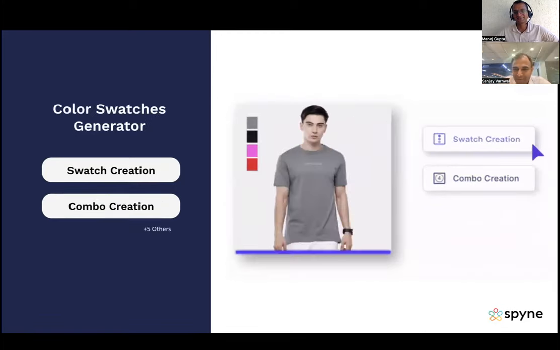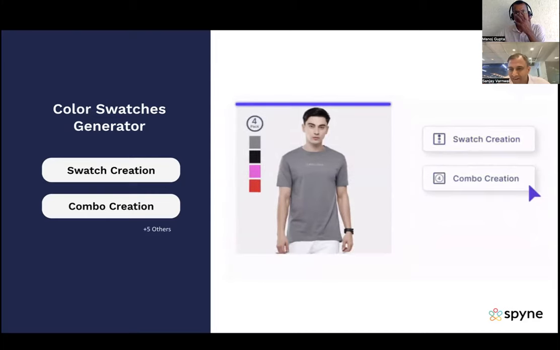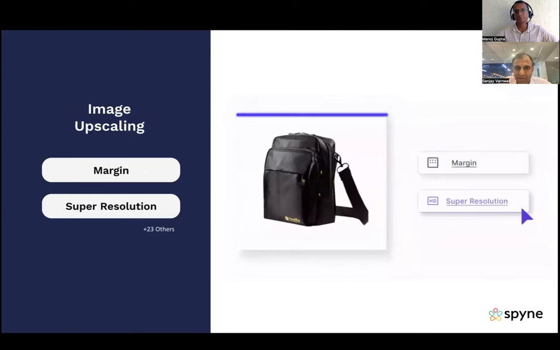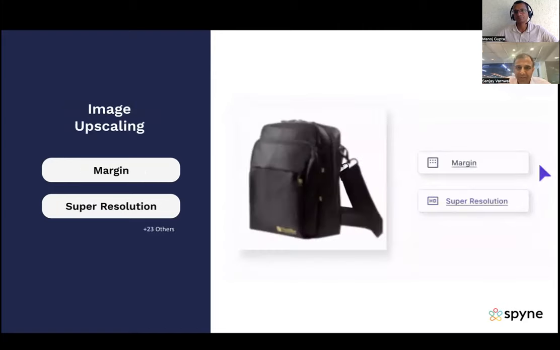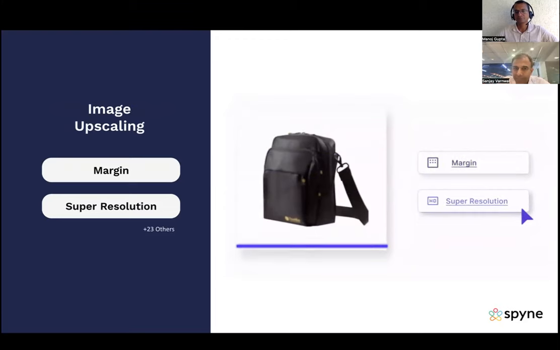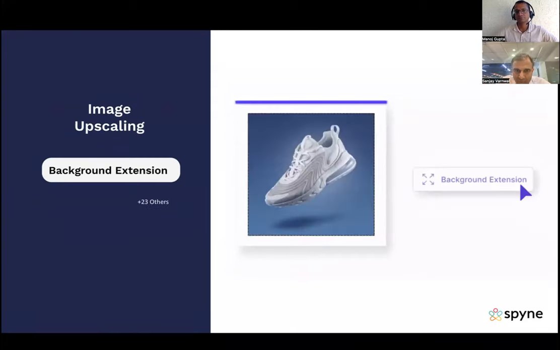You supply a set of objects, and we have studied the standard models of showing the images and have built a model that can work there, right? Image upscaling is the standard part. We understand the margin requirements for Amazon versus Flipkart versus Walmart, all these companies. We auto-adjust the images, and we also upscale them. Multiple such parts are also done automatically.